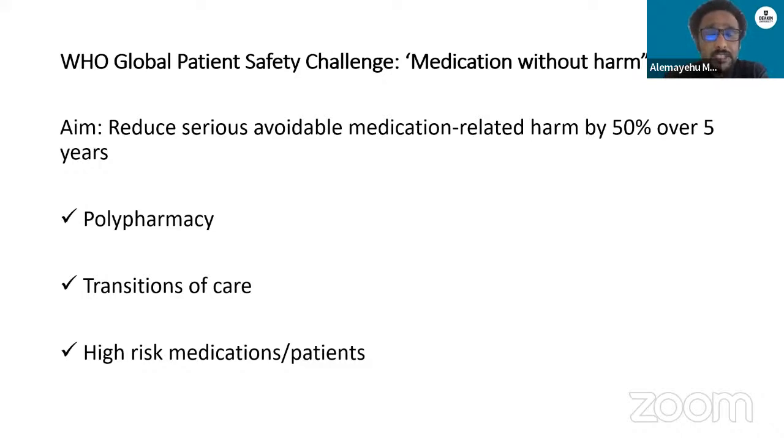The three flagship elements under this medication without harm challenge are polypharmacy, transitions of care, and high-risk situations, including high-risk medications and patients. There have been a number of resources, and I have also been part of this global challenge, producing some technical reports on medication safety.